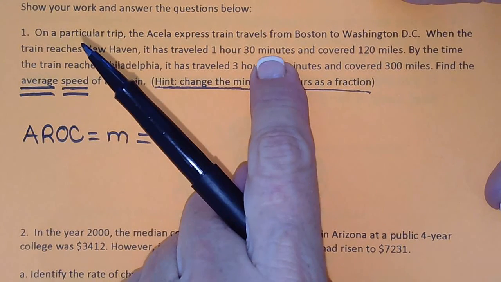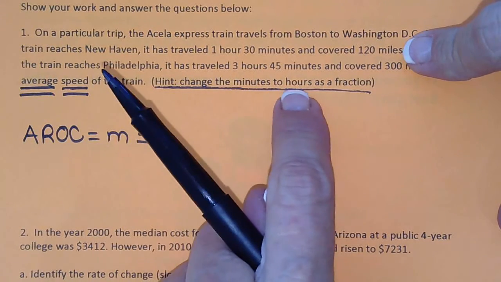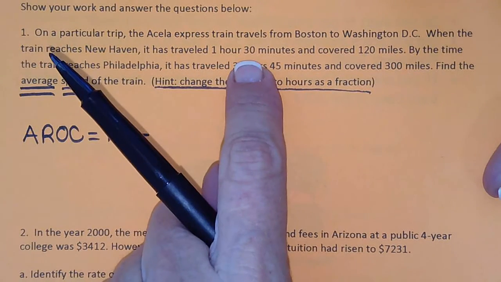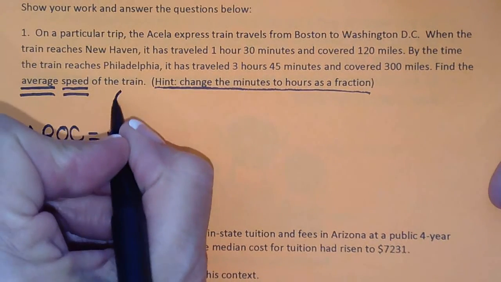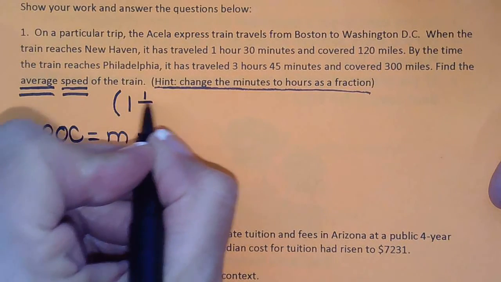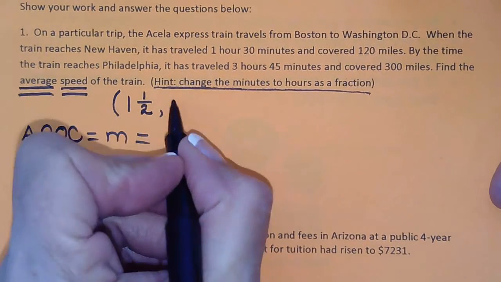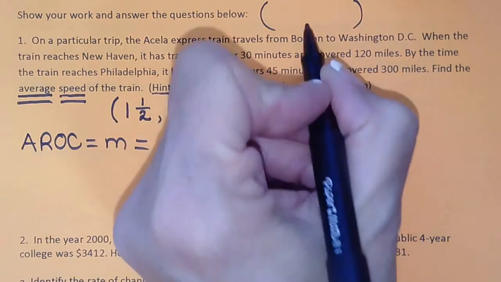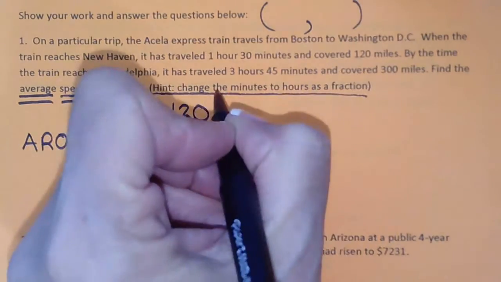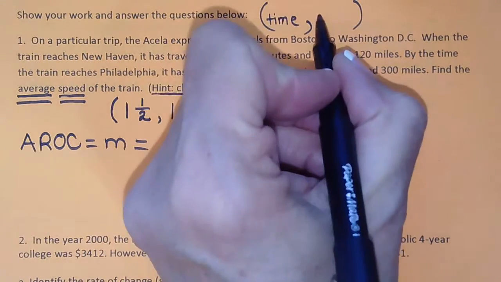So 1 hour, 30 minutes, 120 miles. And it says change the minutes to hours as a fraction. So as a decimal, it would be 1.5 hours. As a fraction, it would be 1 1/2 hours, right? And remember, time is always your x. So 1.5 hours goes with 120 miles. And let's write that up here. Our ordered pair is going to be time, comma, miles.